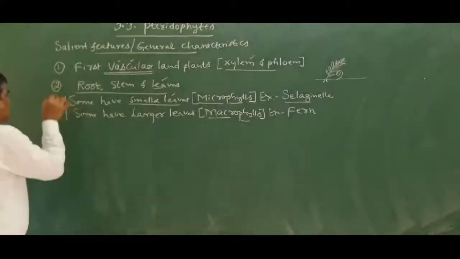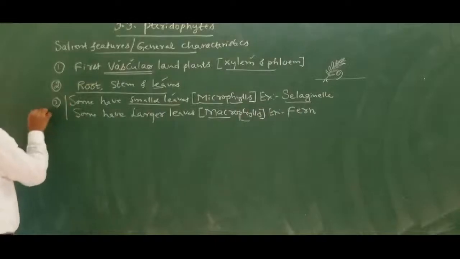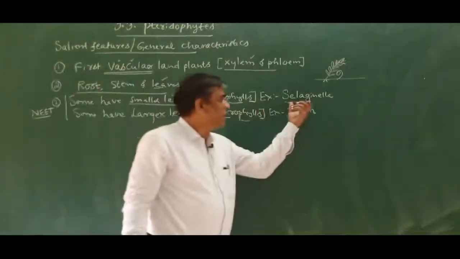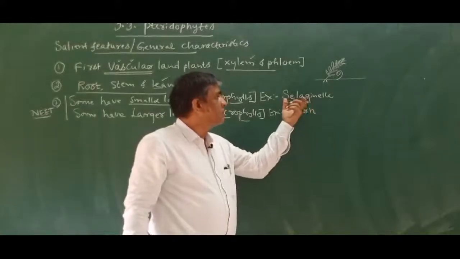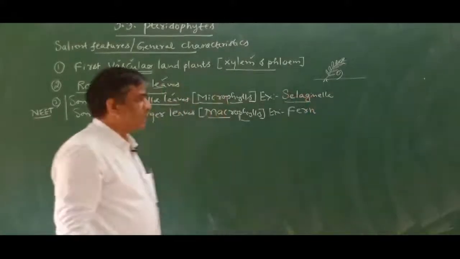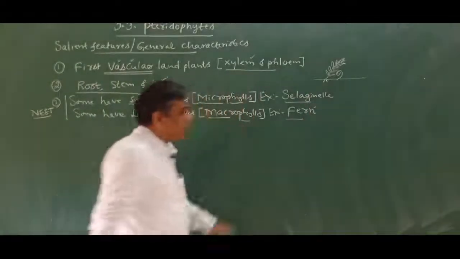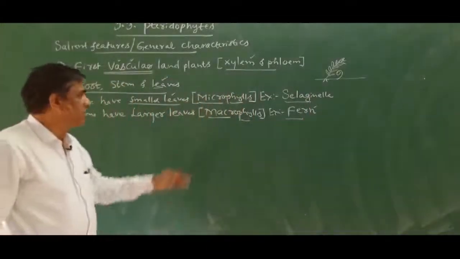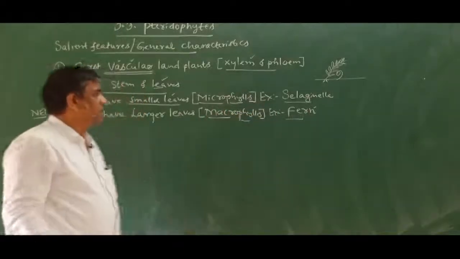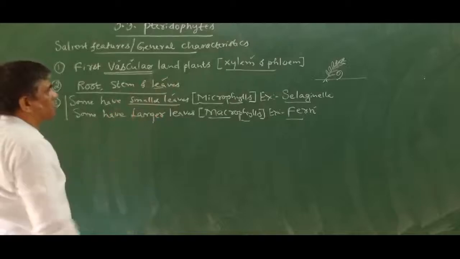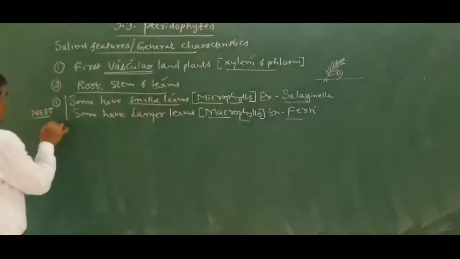These two examples are very important even from the point of view of NEET. You may get a question in the NEET examination, which of the following pteridophytes has smaller leaves, or which of the following has larger leaves, and in this way they may ask a question in the examination. Please remember the examples of pteridophytes for the smaller leaves and larger leaves.